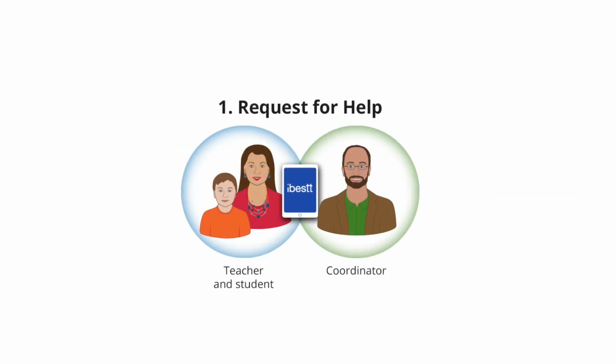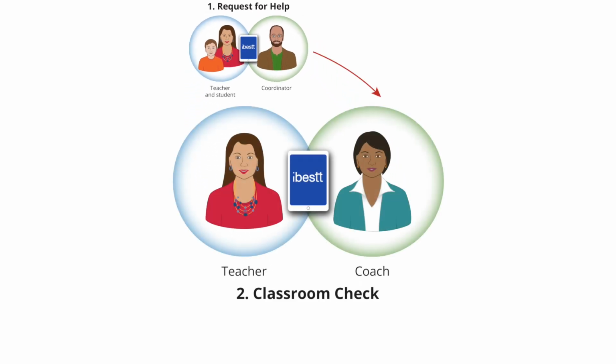The classroom check has two purposes. First, the process may help the teacher and the coach gain information about the function or purpose of the student's problem behavior. But primarily, they use the classroom check to make sure the universal classroom supports are already in place for the student and the classroom.